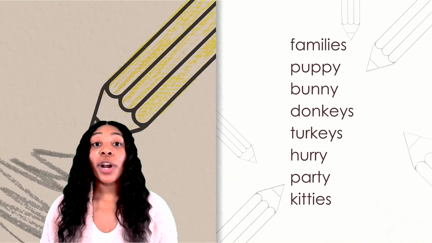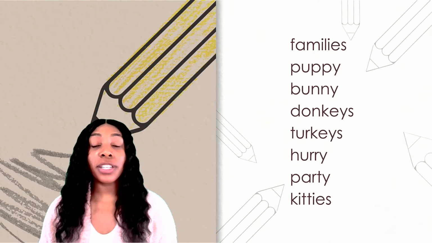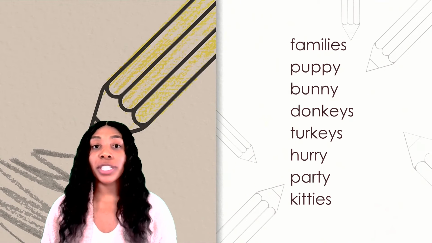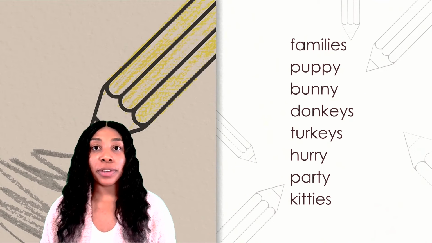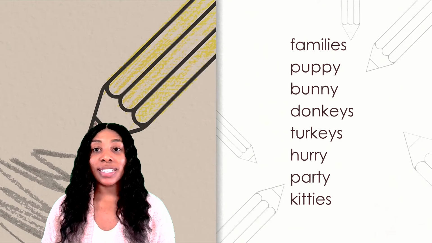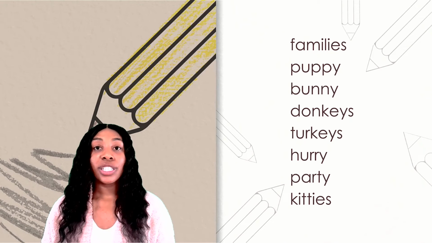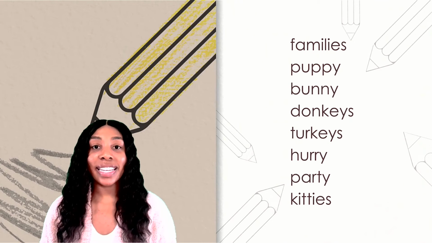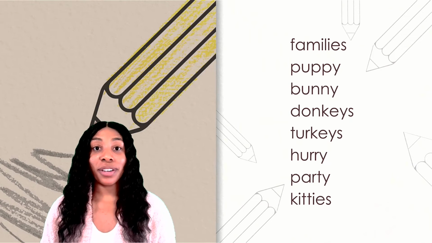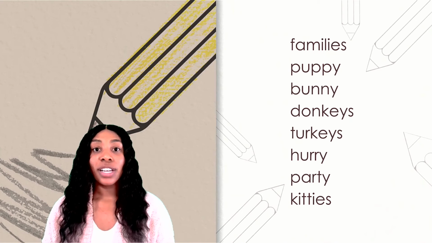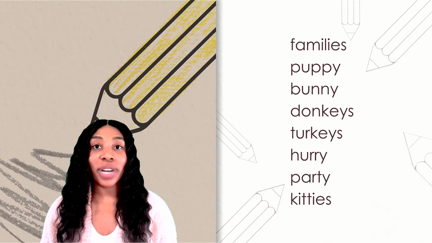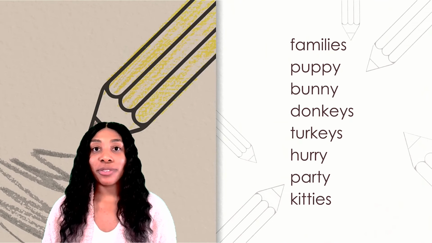Writing. For our last activity, let's use singular words with Y endings and plural words with IES endings to write a silly sentence. Here are a few words to help you. Starting from the top, we have families, puppy, bunny, donkeys, turkeys, hurry, party, and kitties. Use your paper and pencil to write a complete sentence using at least 3 words on this list. Don't forget to start your sentence with an uppercase letter and use ending punctuation. I'll keep this list up while you write. Good luck.